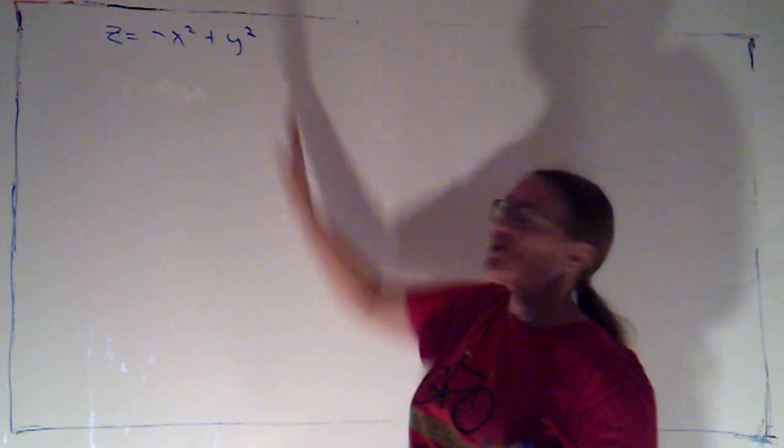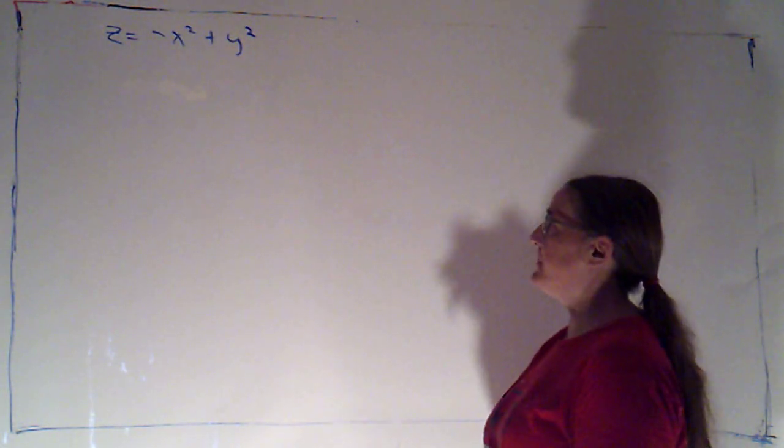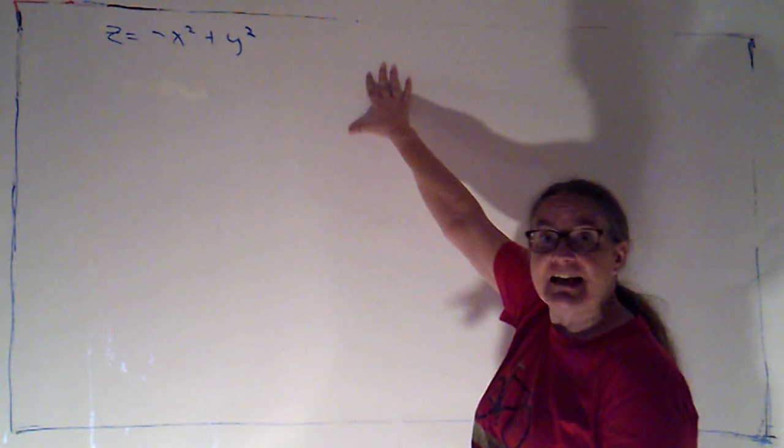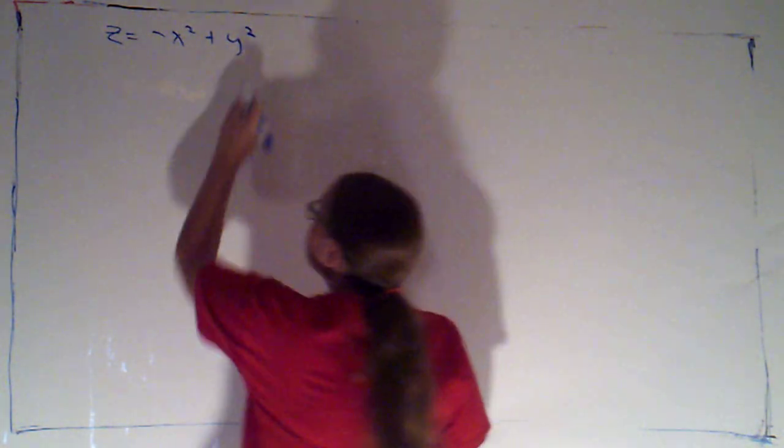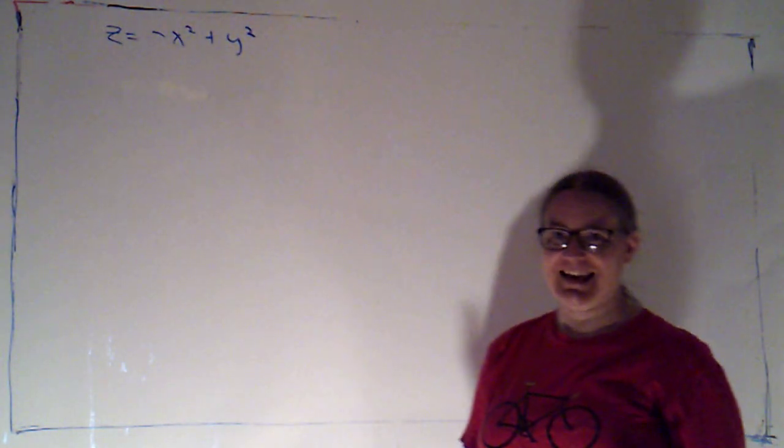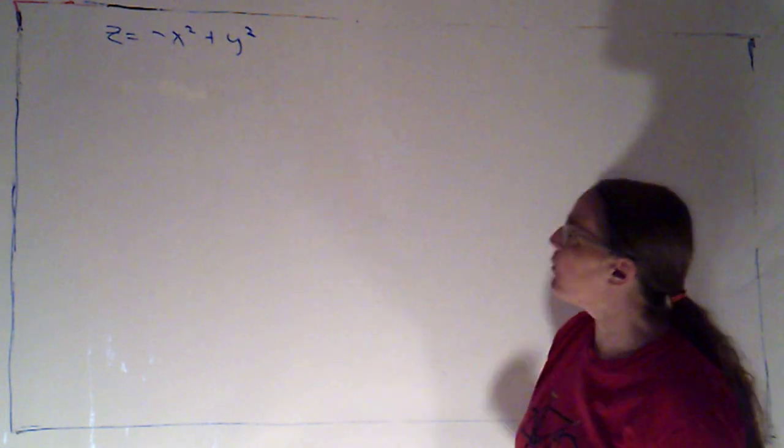I've got the equation z equals negative x squared plus y squared on the board. This is going to give us our last quadric surface. Now, again, I've given us a nice case where this one is centered at the origin.